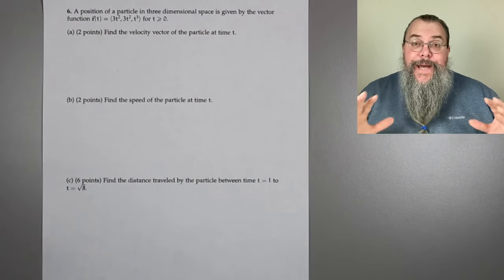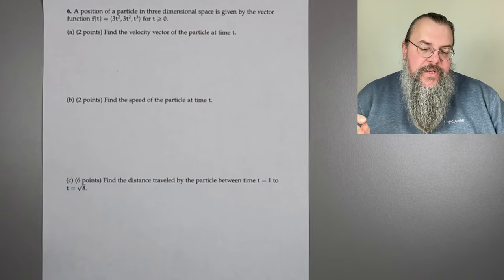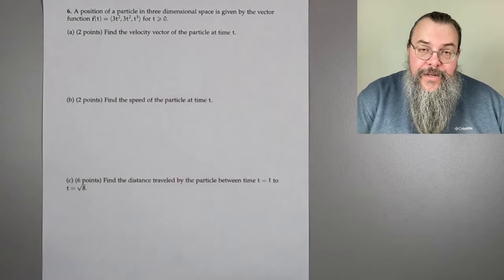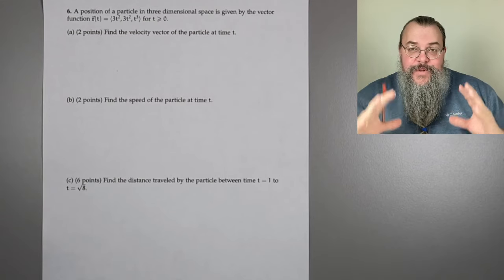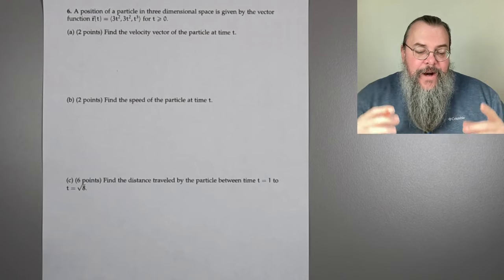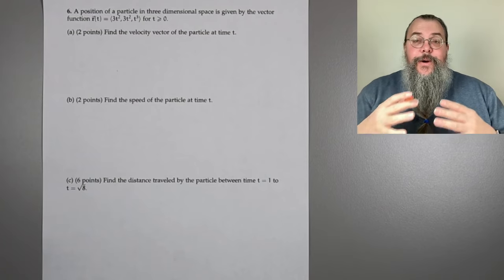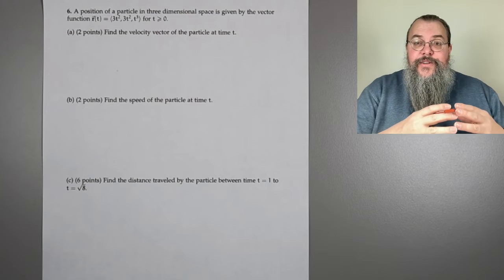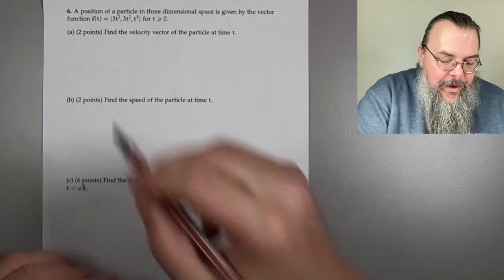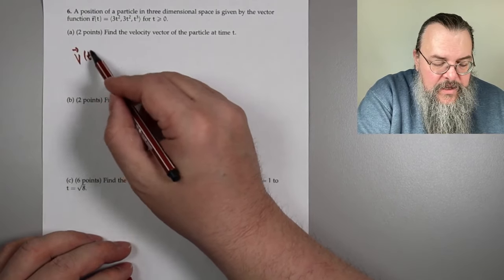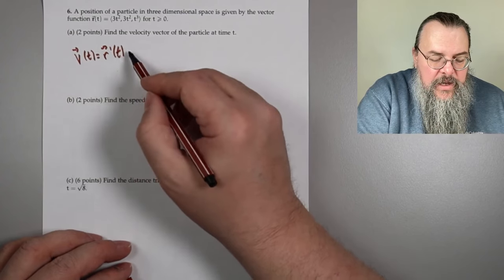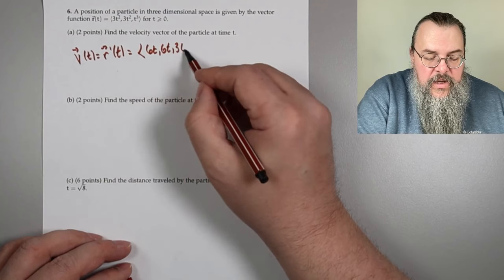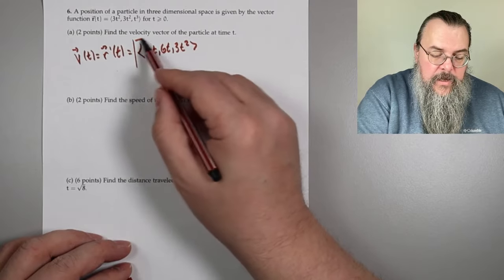Number 6, back to particles. So we have that the position of a particle in three-dimensional space is given by the vector function r of t equals 3t squared, 3t squared, t cubed. Okay, so we have our position function, part A. Find the velocity vector of the particle at time t. What's the relationship between position and velocity? Well, the answer is if you start with position, take the derivative, you get velocity. So our velocity function, we'll write v of t, that's our r prime of t, and we take derivatives term by term: 6t, 6t, 3t squared. Okay, well, that was not bad.